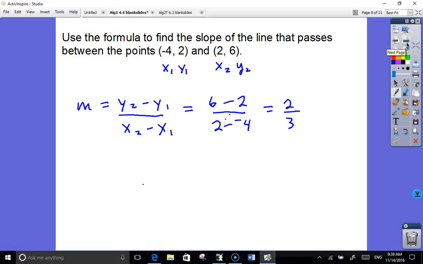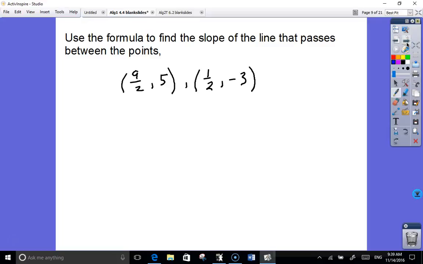Okay, here we go. I'm going to do another. This is not a you try, this is me try. And again, this one has fractions involved, so some of the coordinates are not whole numbers. I've got to name one of these points x1, y1, the other one x2, y2.